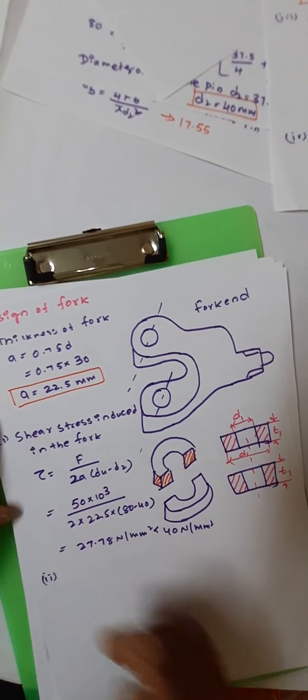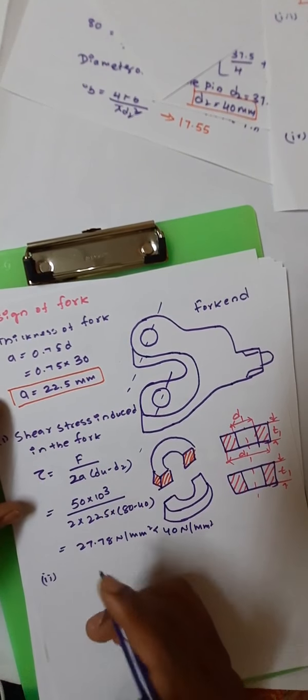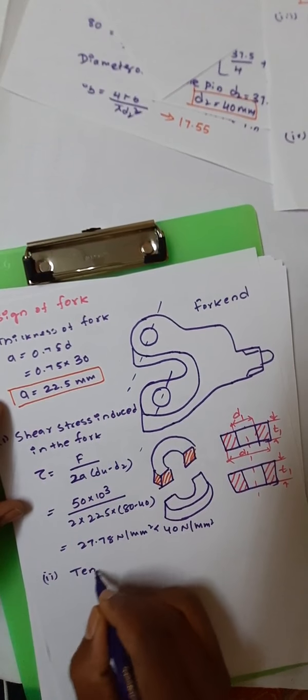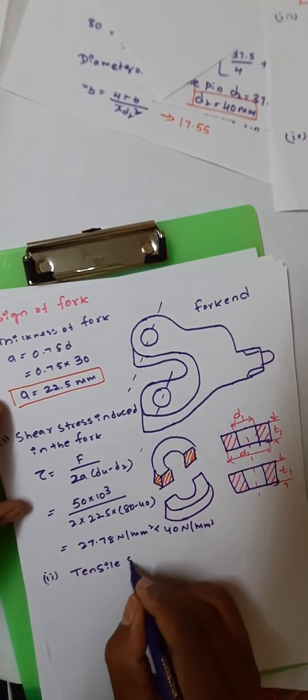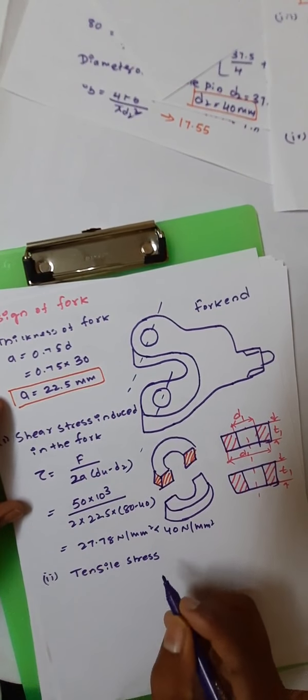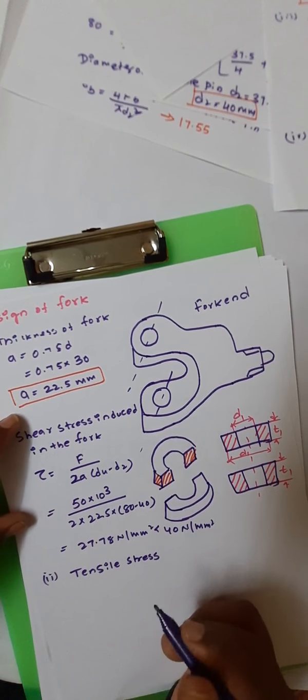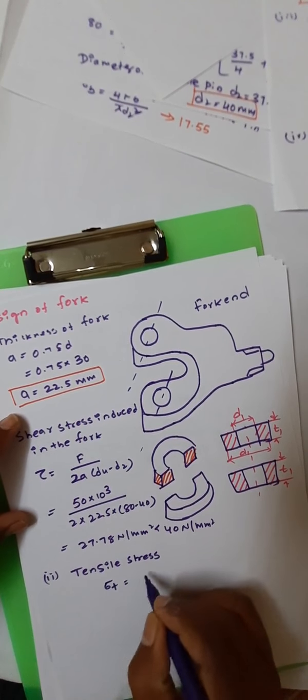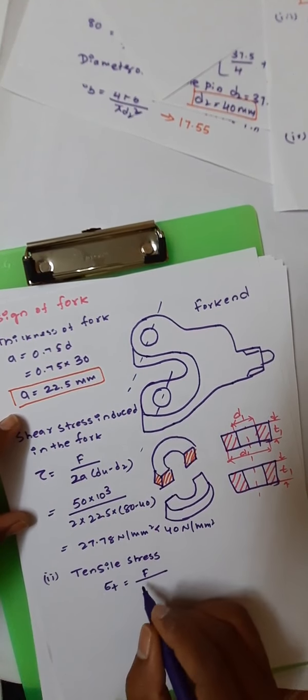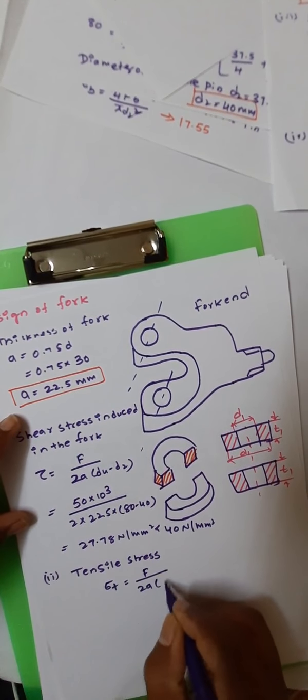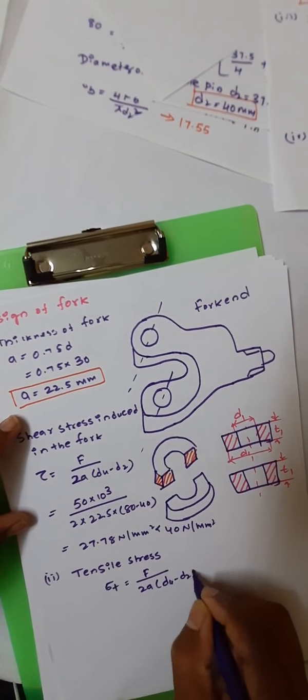Next we need to go for the tensile stress. Tensile stress induced in the fork, that is sigma T is equal to F divided by 2A into (d4 minus d2).